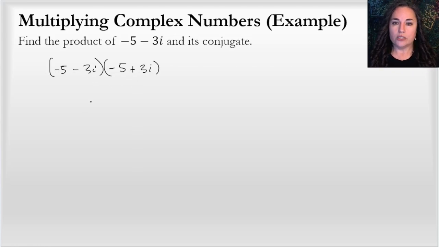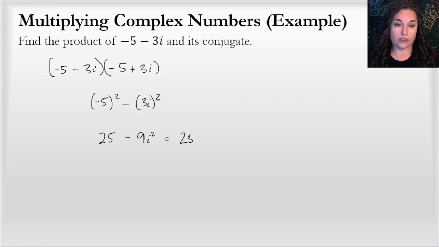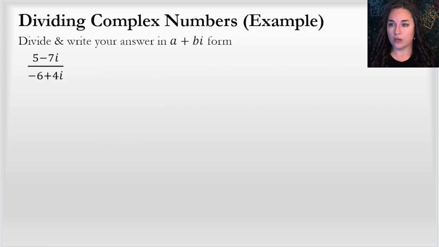So what I'm going to do is a difference of squares here. I'm going to take -5 quantity squared, and then I'm going to subtract off 3i quantity squared. I'm going to get 25 minus 9i squared. I'm going to remember that i squared is -1, so I get plus 9, and that's 34. So that's how you would do that problem.